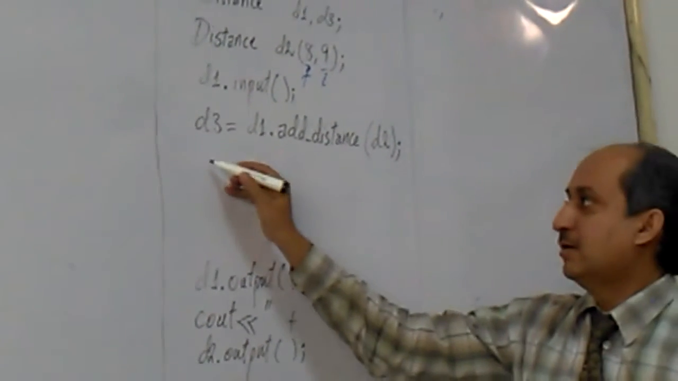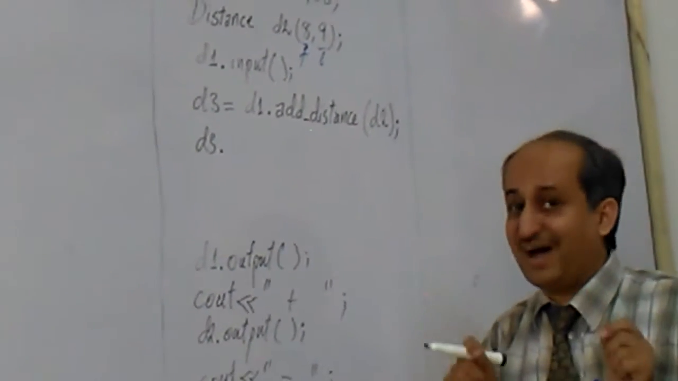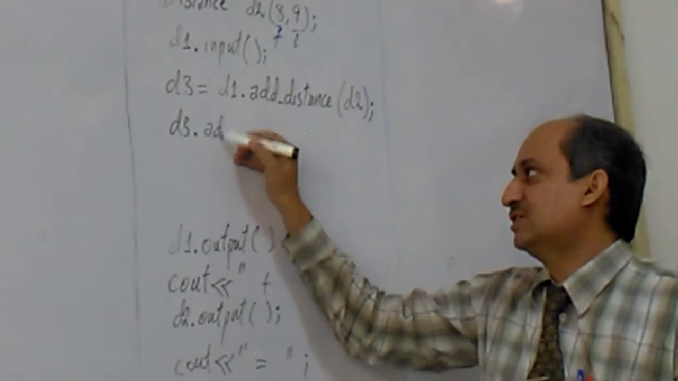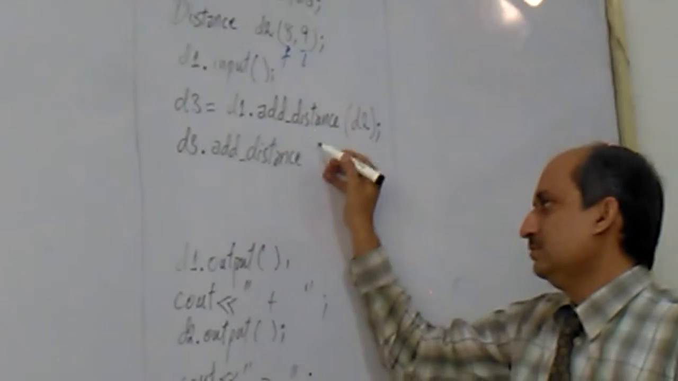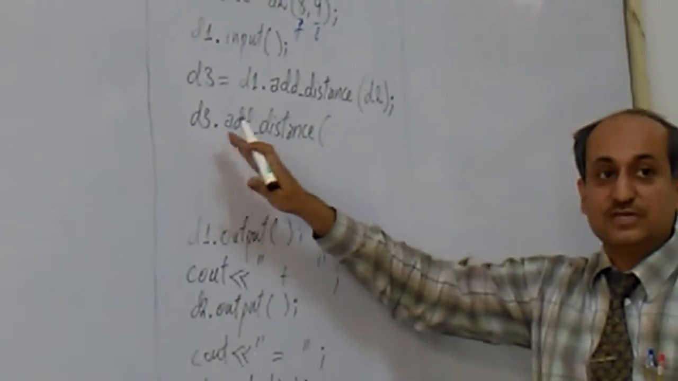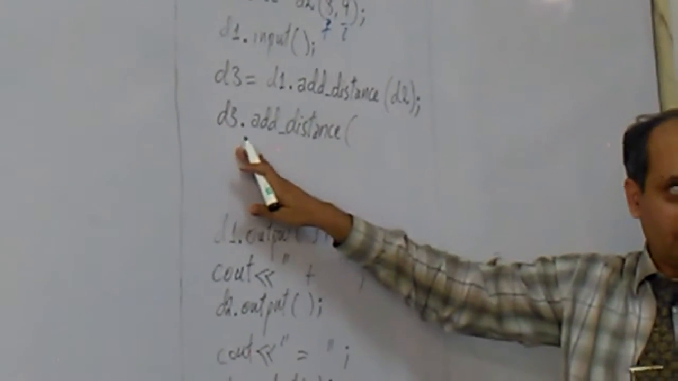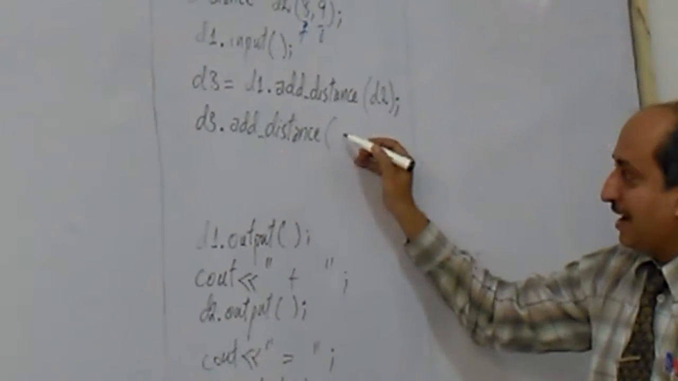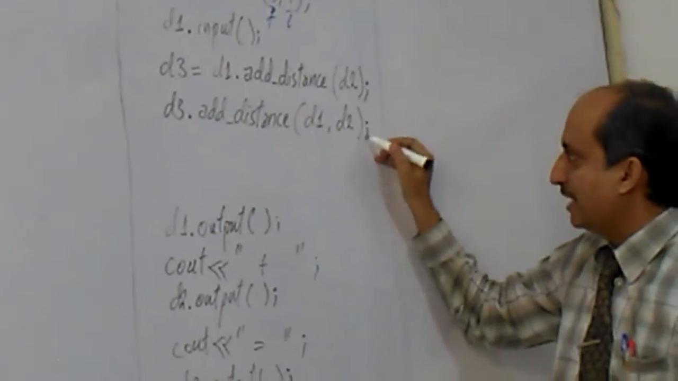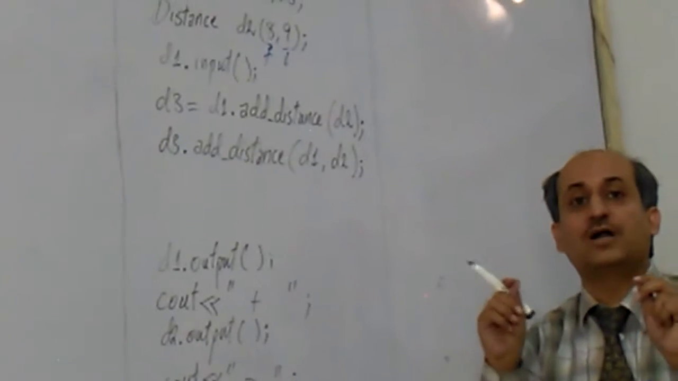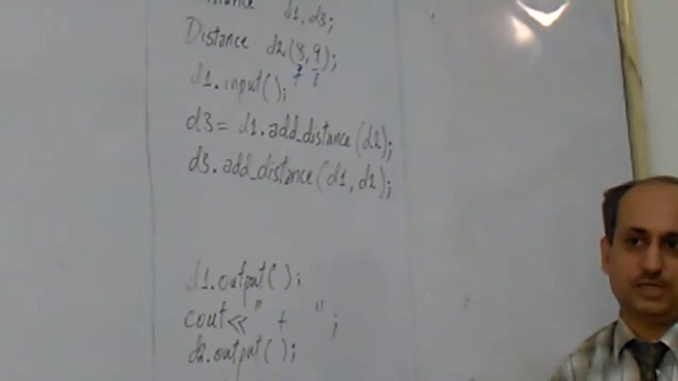Okay. Similarly, we can also call and define that add distance function in this format. d3, the object in which we intend to store the result, is calling add distance, and we are passing d1 and d2 as two arguments. The objects which we want to add are being passed as two arguments in this function.